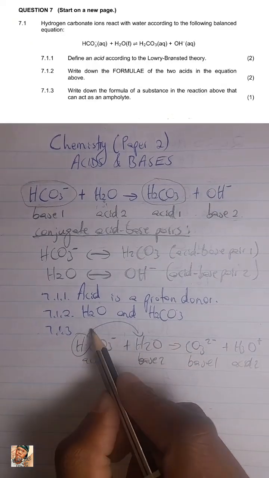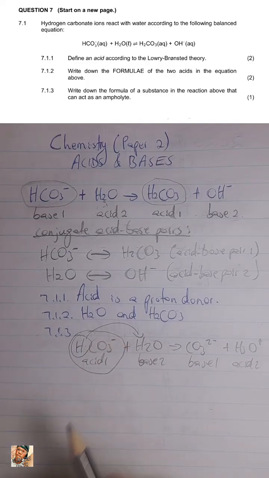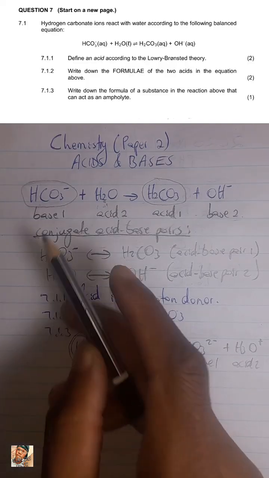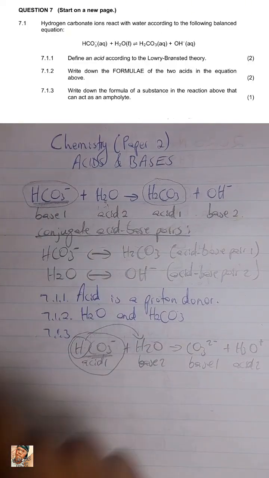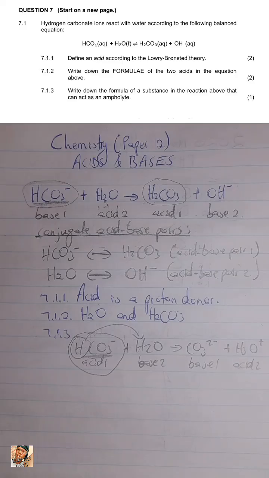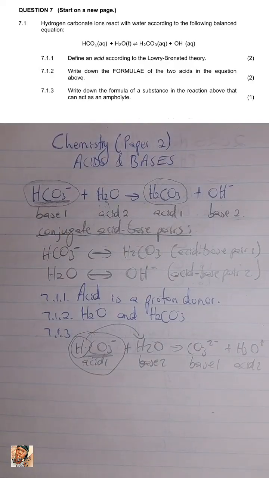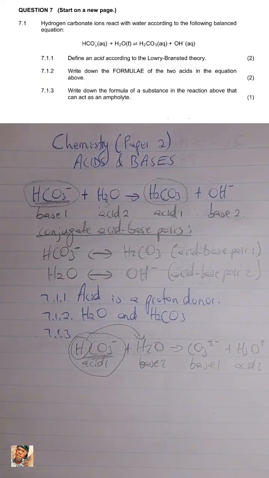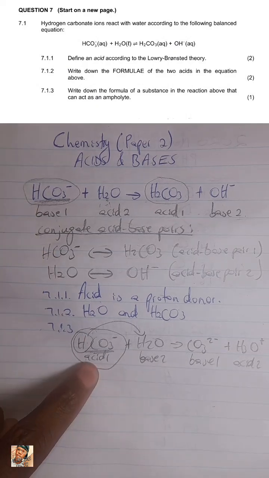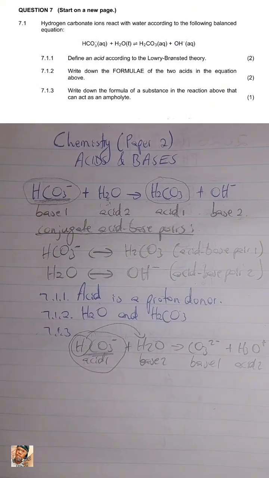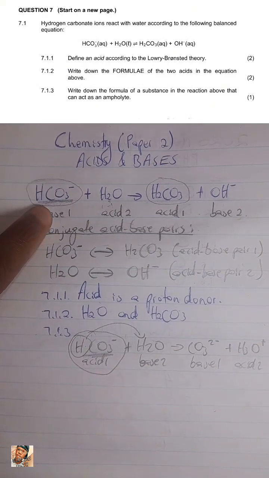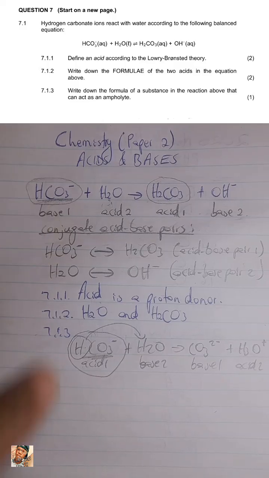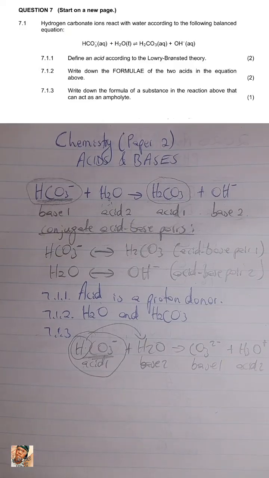Okay, so look at this. In this equation, this was going to be an acid, but in that equation, it's a base. In this equation, the hydrogen carbonate ion is a base, and in this equation, it's an acid. So what did I say an ampholyte is? I said an ampholyte is a substance that can act as both a base and an acid, or vice versa. So that means the hydrogen carbonate ion is going to be an ampholyte in this example.